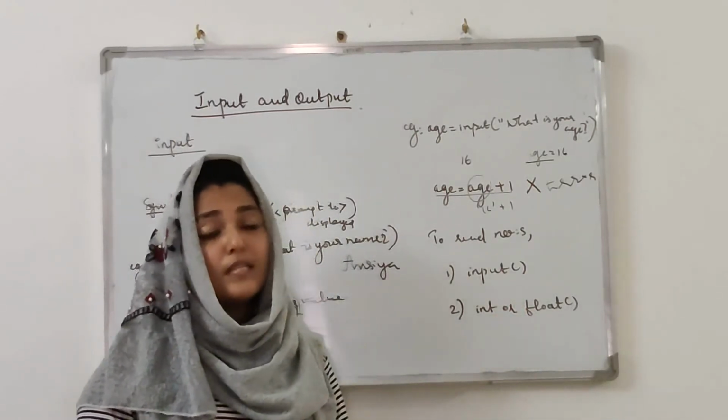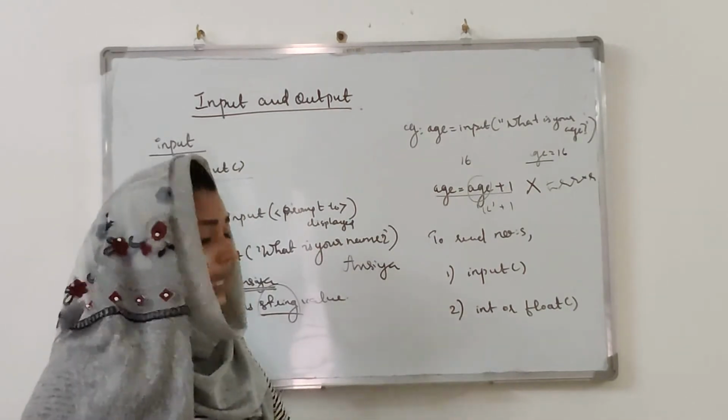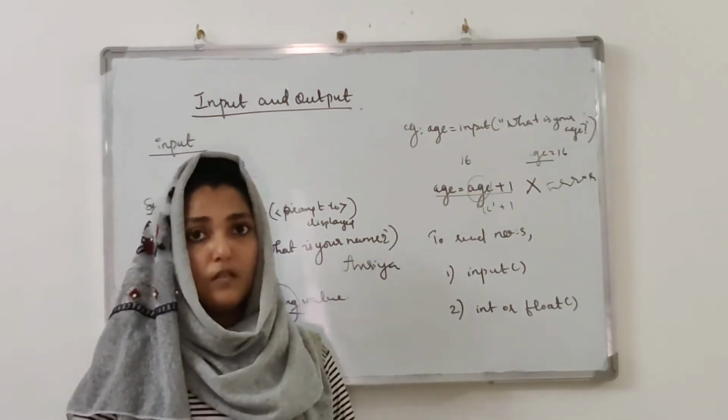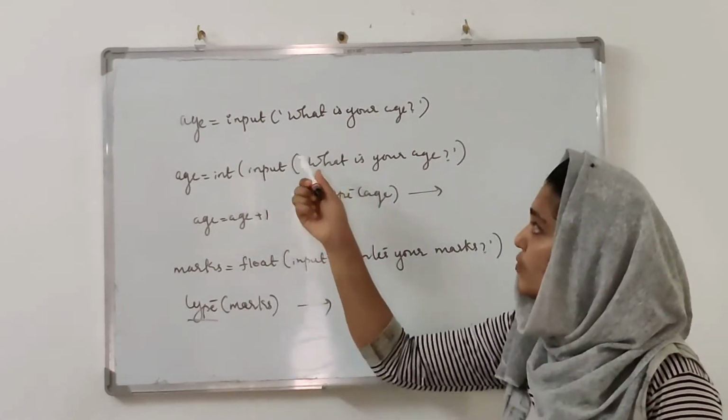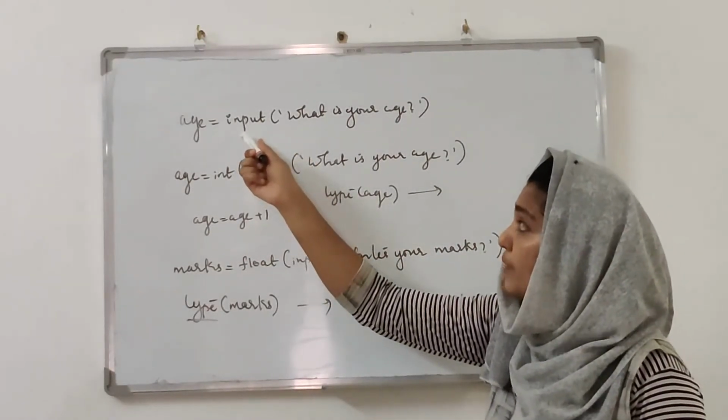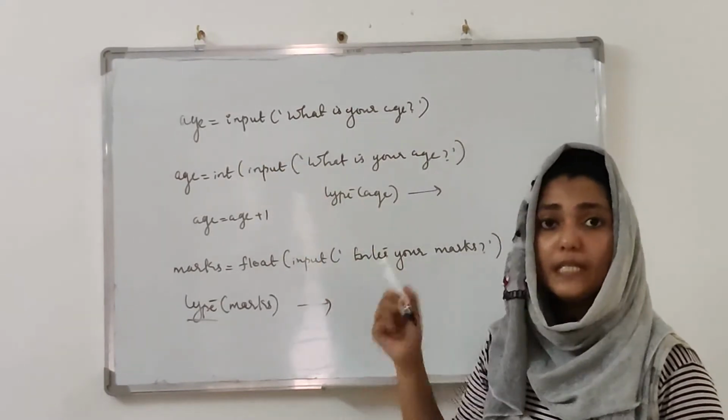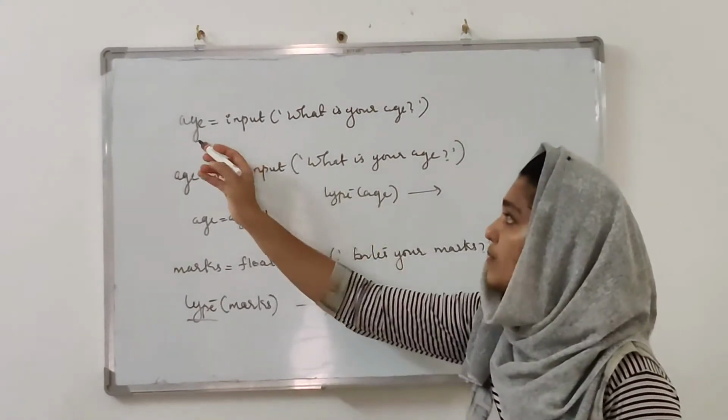Otherwise, Python will see it as a string. Now we can see how it is possible, how we can convert the string value that we fetch from the input function to an int and a float value. So what is our last example?